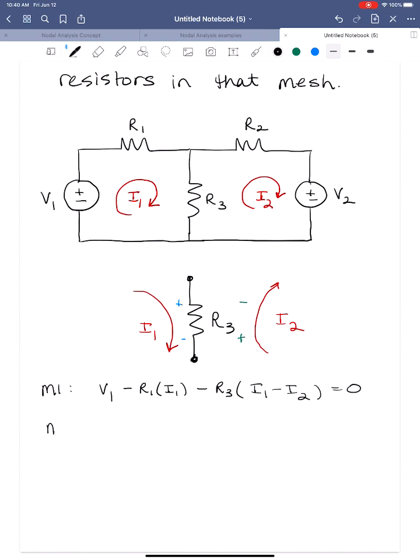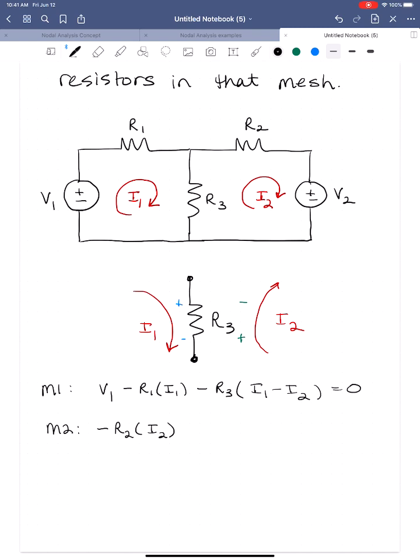Okay, mesh 2. I'm going to start at the R2 resistor, up at this point here. My rule is still in place. I'm now analyzing mesh 2, so I2 flows from plus to minus with respect to the resistors. Since I'm moving from plus to minus, I'm going to subtract the voltage, and that voltage is R2 times I2. R2 is on the outside of a mesh, so it only sees mesh current I2.